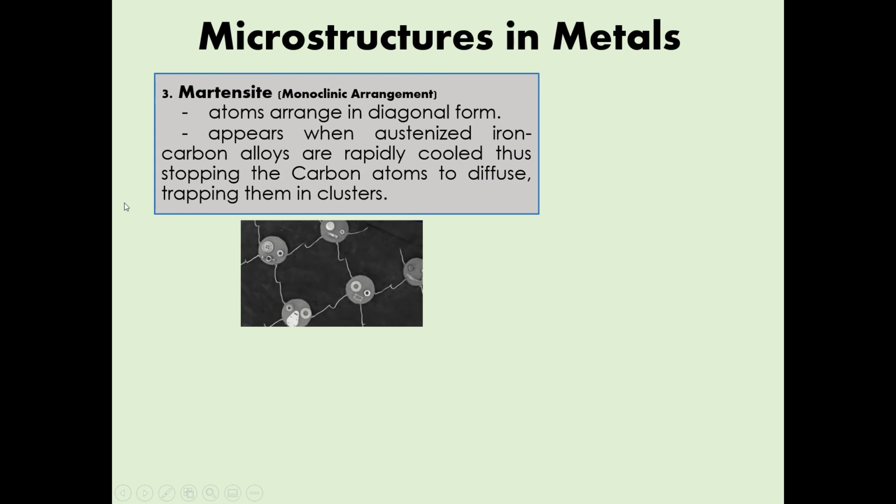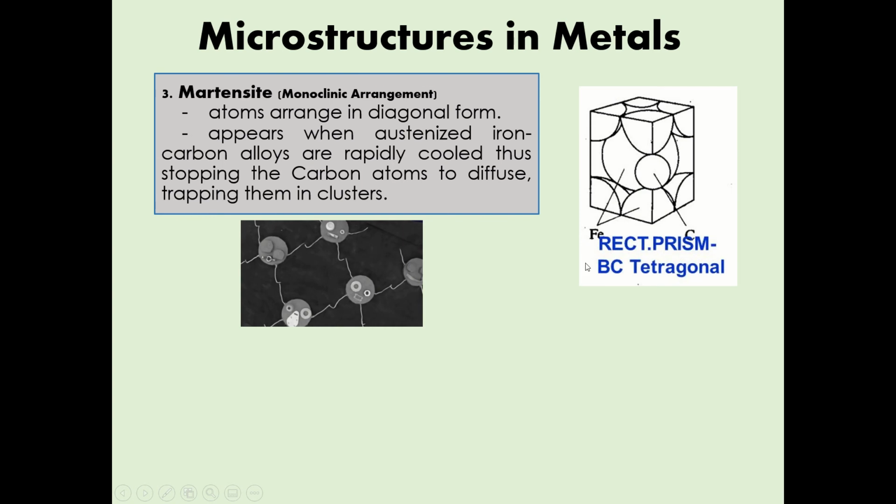So we also have martensite. Martensite, or what they call a monoclinic arrangement, is where atoms are arranged in diagonal form. It appears when austenized iron carbon is rapidly cooled, so quenching. Later I'm going to explain quenching. Thus stopping carbon ions from diffusing, trapping them in clusters.